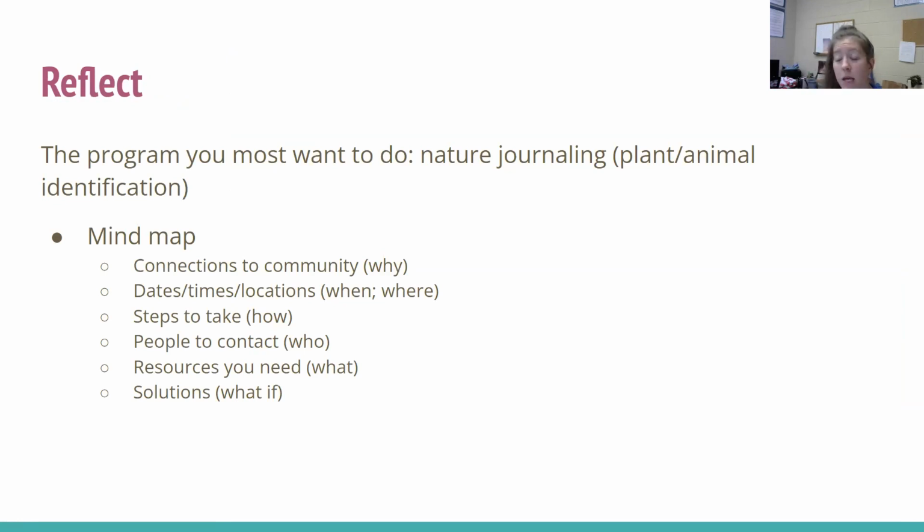So you can use your paper and pen and crayons and markers and just sort of work through the various steps, the connections to your community, the dates and times and locations, steps to take, people to contact, resources you need, and any solutions you might need to think of to solve problems. So I'll give you like 5 minutes to do that.